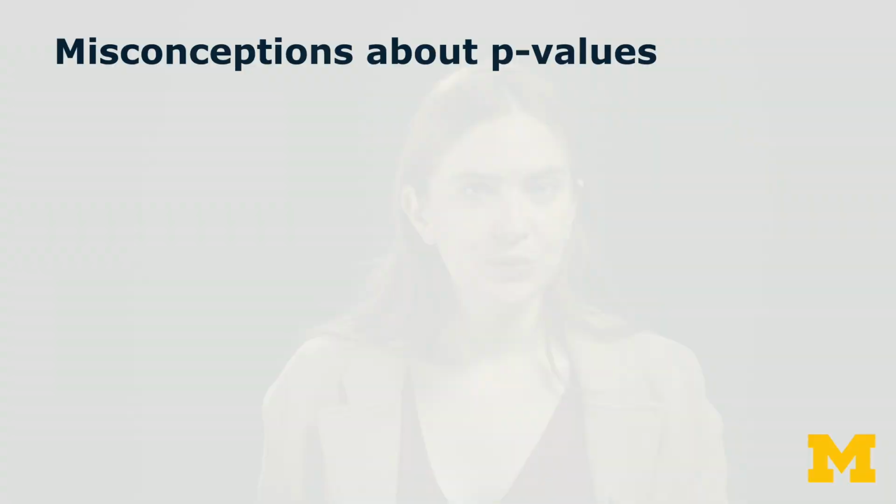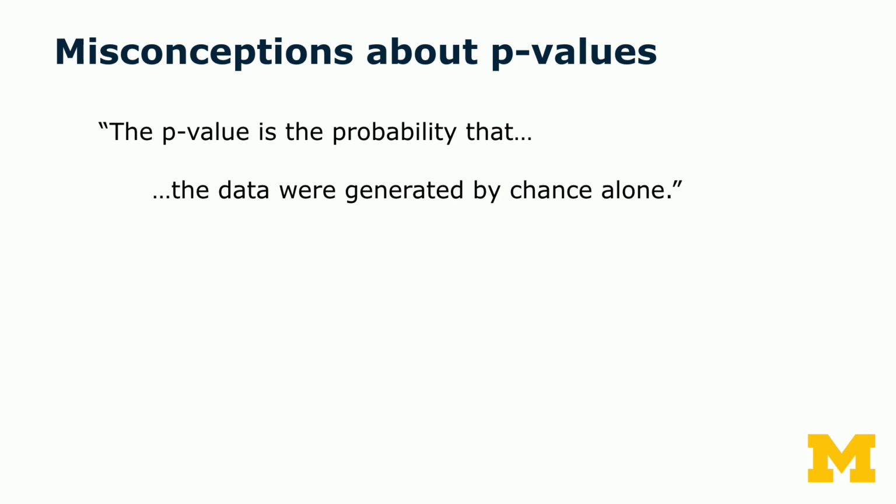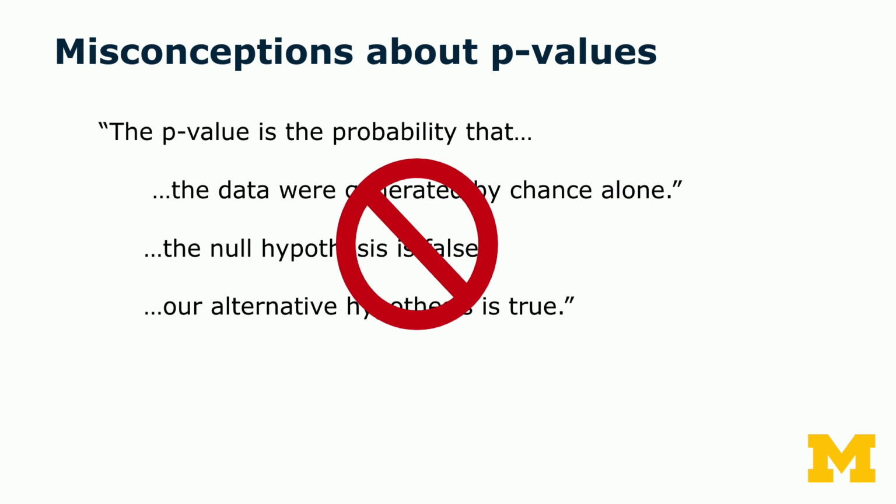Now, that is such a complicated definition in a lot of ways, right? It's how surprised we'd be if the null hypothesis were true. That's wordy, it's technical. Misconceptions about p-values are extremely common, even among scientists. So here are some of the most common ones. People might say the p-value is the probability that the data were generated by chance alone. That's wrong. It might be the probability that the null hypothesis is false. No. Or the probability that our alternative hypothesis is true. None of these are correct.